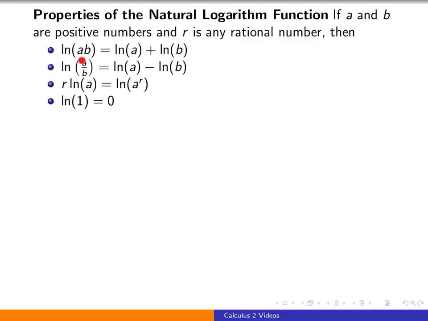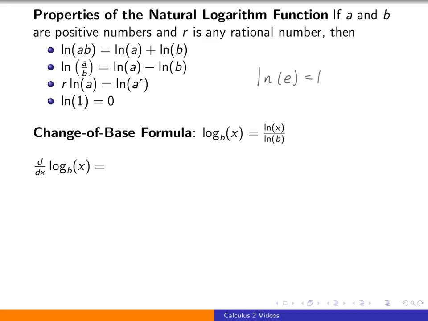The natural log of a quotient becomes the natural log of a, the top, minus the natural log of b, the bottom. If you have a constant in front of the natural log, you can pull that in, as we discussed previously, and make it a power inside the natural log. Also, as we mentioned previously, the natural log of 1 is 0, and another common value that we will discuss in the future is that the natural log of e is equal to 1, and it's just worth mentioning here as a reminder.